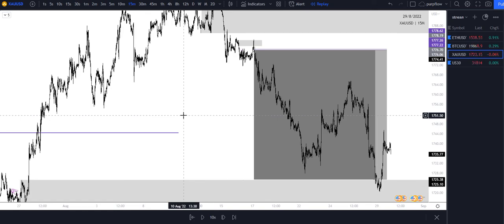We want something that is consistent. We want something that is profitable, and we want something that we can sit down and on the charts every single day, get that done, right? Walk away, and then come back and do it again the next day.